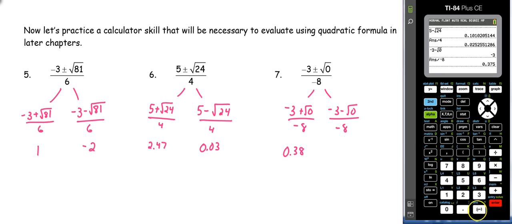Let's do that again with the minus: negative 3 minus the square root of 0, divide by negative 8, and I get the same thing. So notice that when I have the square root of 0, I'm going to get the same answer twice, which makes sense because the square root of 0 is 0, and when we add or subtract 0, the number we're adding to or subtracting from doesn't change, so it's going to be the same answer both times.